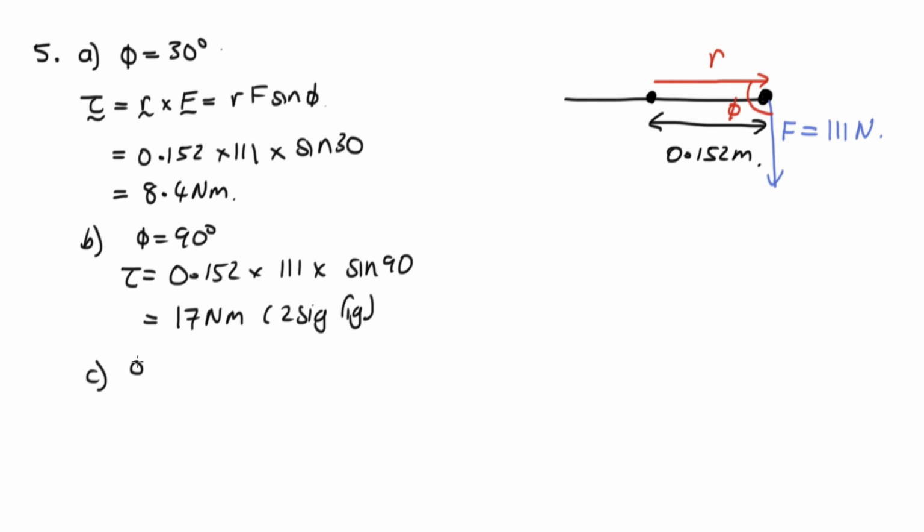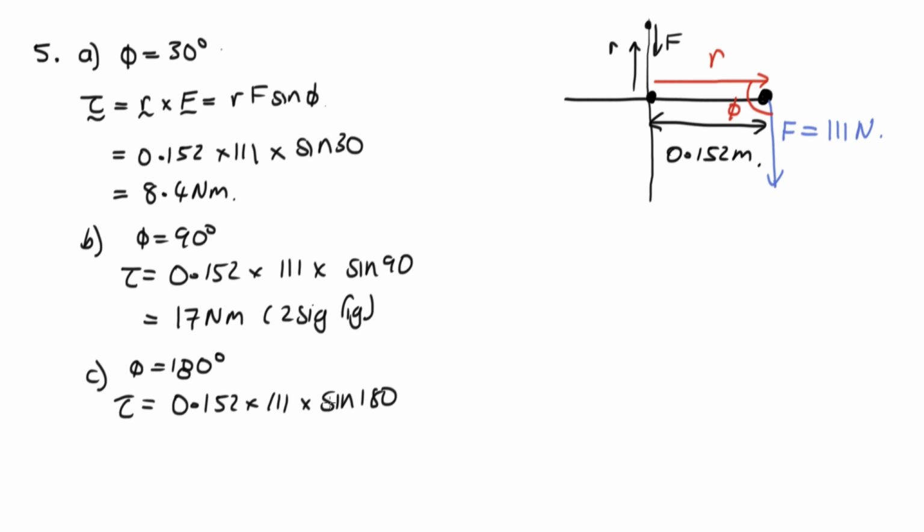Then in part C, we're now told that phi is equal to 180 degrees. So this is, for example, when the pedal's up like this, then the radial vector's like that, and my force is down like that. So there's 180 degrees between those two. And in that case, the torque is given by 0.152 times 111 times sine of 180. But sine of 180 is 0. So this whole thing is equal to 0 Newton meters.